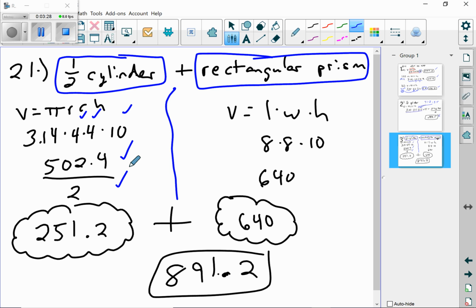On the other side, I got the box. Length times width times height, 8 times 8 times 10 is 640. If you add together 251.2 and 640, you get the final answer, 891.2.